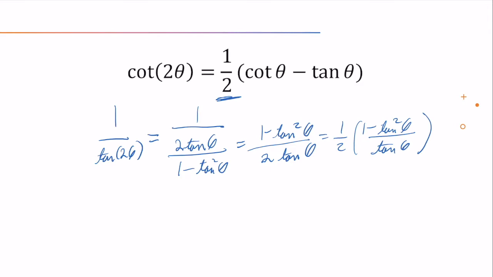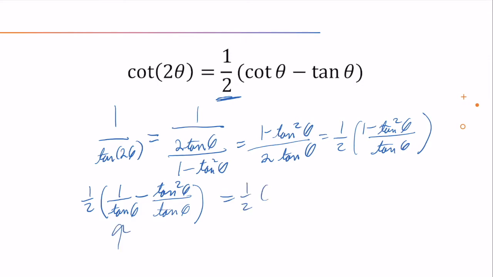Well, let's pull these fractions apart. So I have 1 half times 1 over tan theta minus tan squared theta over tan of theta. 1 over tan theta, that's cotangent. Tan squared theta over tan of theta is just tan of theta. So that's how we get to our desired answer.